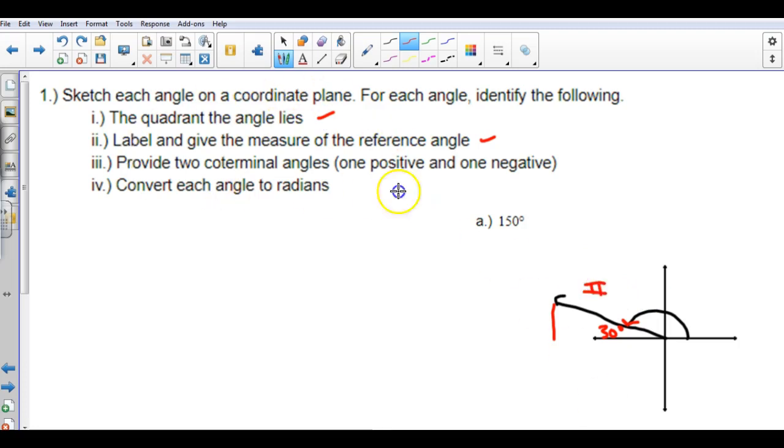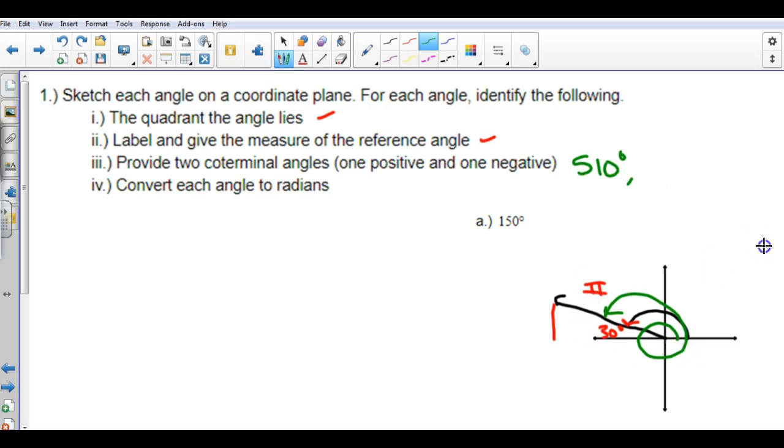So now going through what I had just mentioned, we're going to give one positive and one negative coterminal. So I'll start with the positive one, which just says, okay, if I wanted to produce the same terminal side, I'm going to go around my circle 360 degrees, and then I'm going to add another 150. So all that you have to do is take 360, which is my full circle, and add 150 degrees. So my positive is going to be 510 degrees.